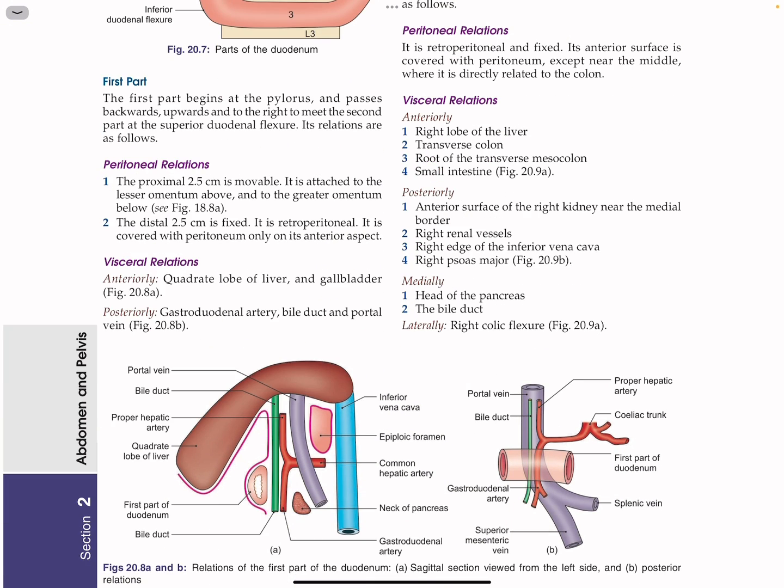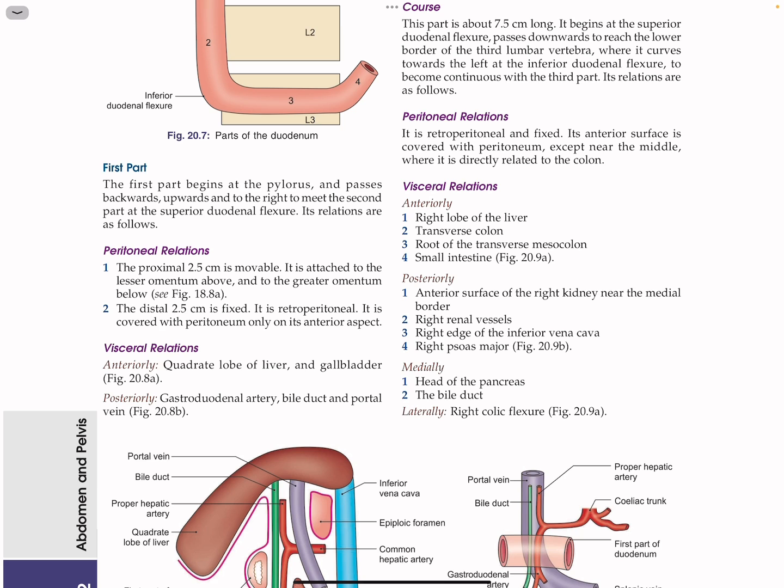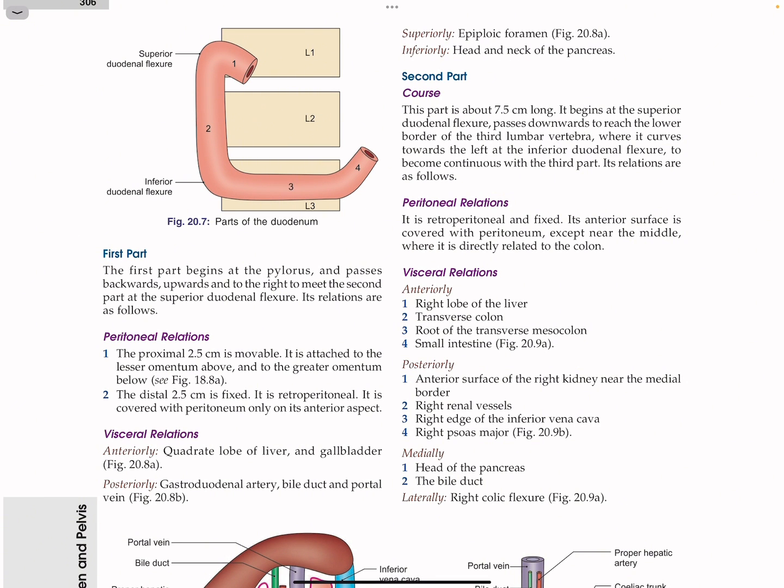Visceral relations of the first part of duodenum. Anteriorly, quadrate lobe of liver and gallbladder. Posteriorly, gastroduodenal artery, bile duct, and portal vein. Superiorly, epiploic foramen. Inferiorly, head and neck of the pancreas.